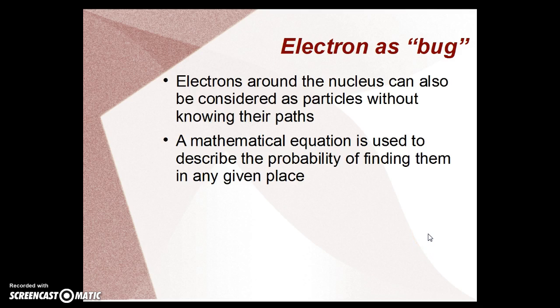So let's think of the electron like the mosquito. Electrons around the nucleus can also be considered as particles without knowing their paths. A mathematical equation is used to describe the probability of finding them in any given place. And on our next video, we will show you that equation and what we can do with it.